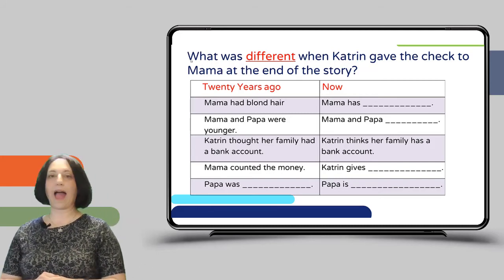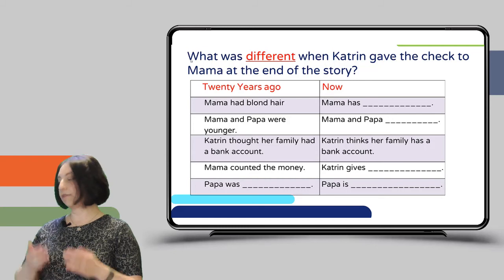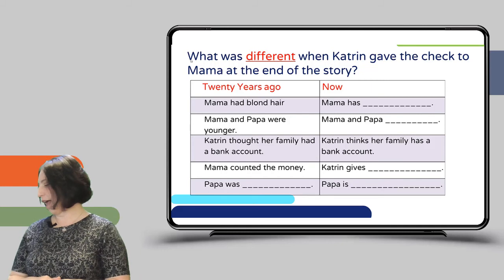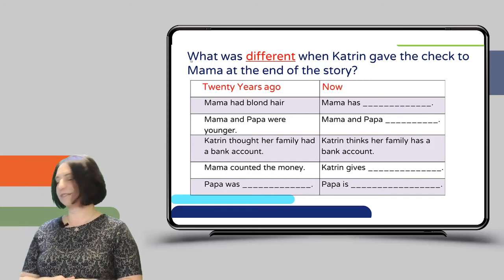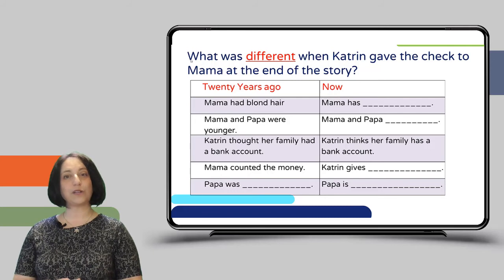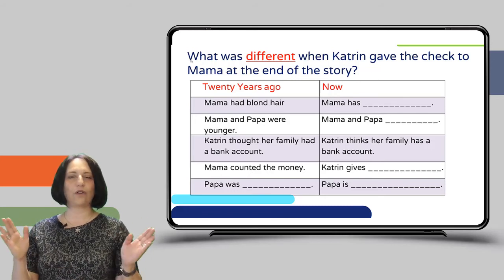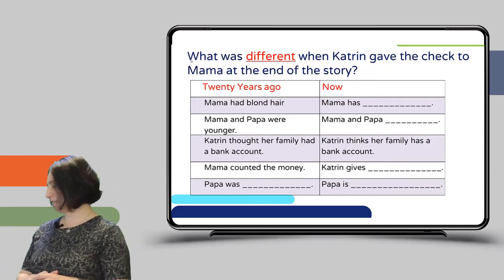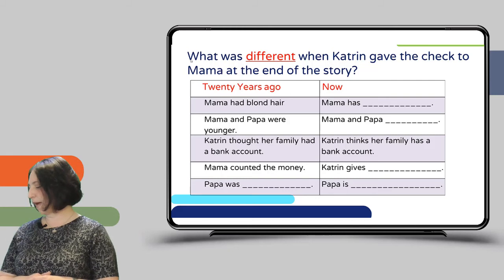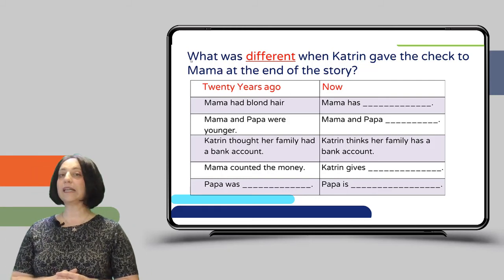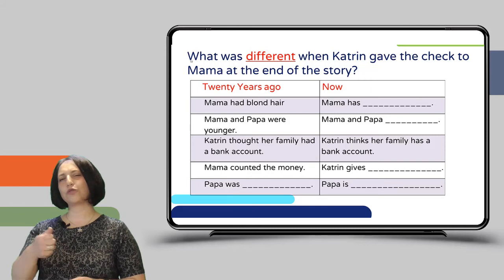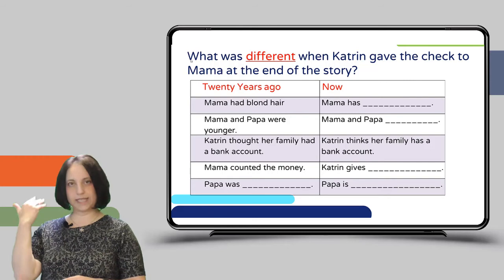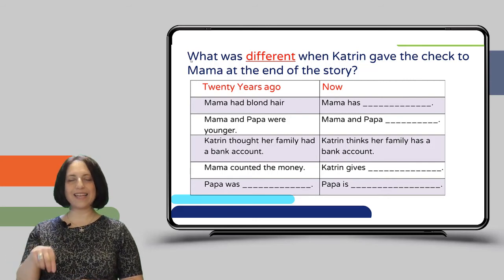Katrine thought her family had a bank account 20 years ago. Now Katrine thinks her family has a bank account. Does she still think that? She did when she went to her mother. And then all of a sudden she understood that her family doesn't have a bank account. Mama counted the money. Katrine gives. What does Katrine give her mother? Papa was 20 years ago, and Papa is now.